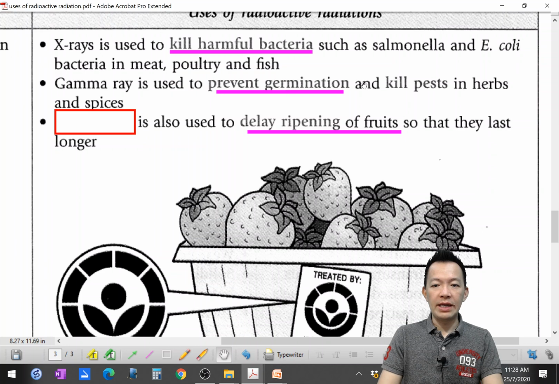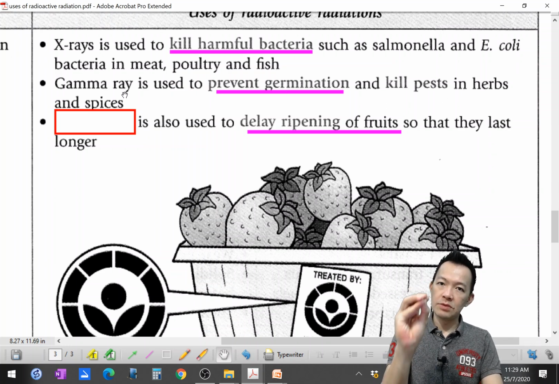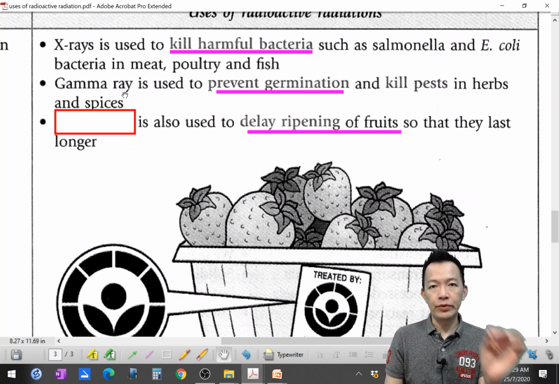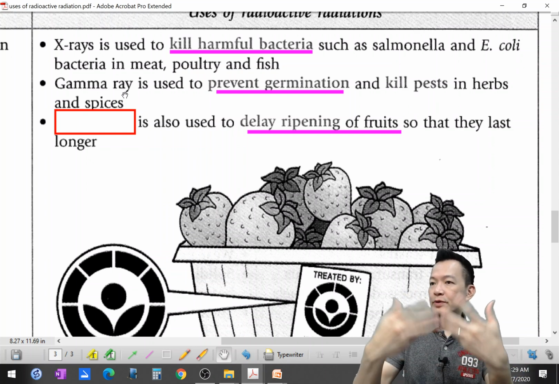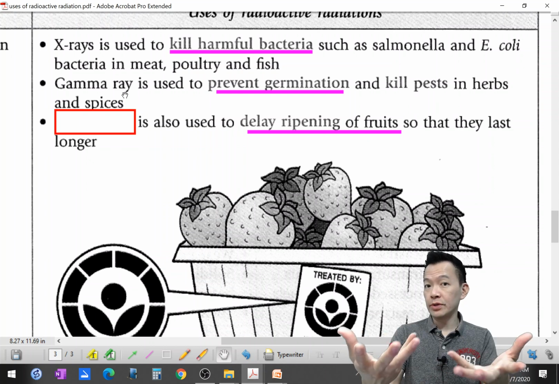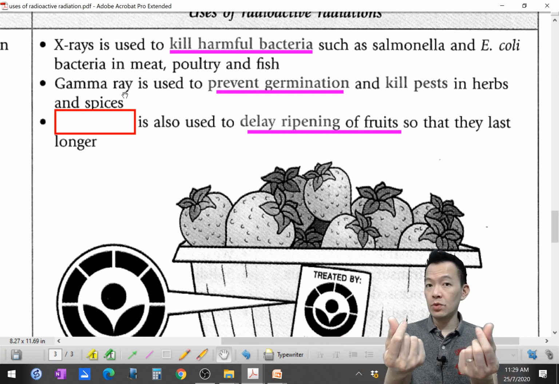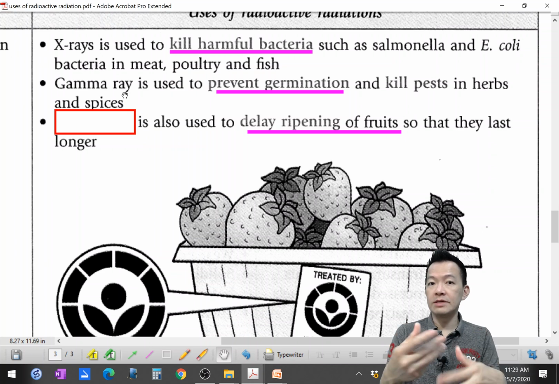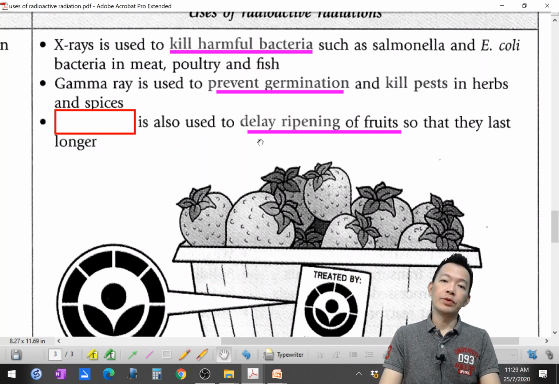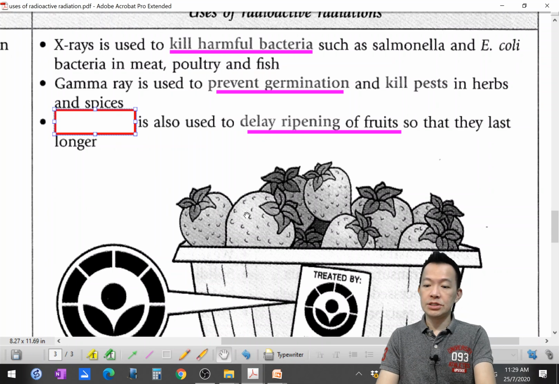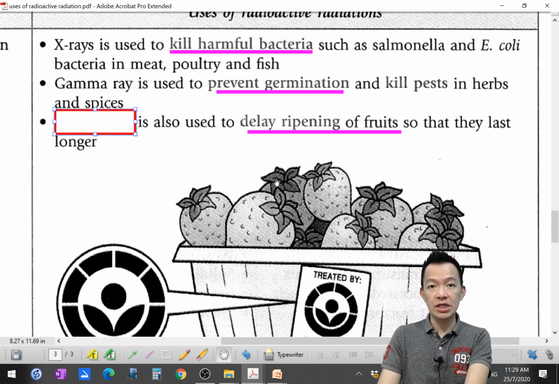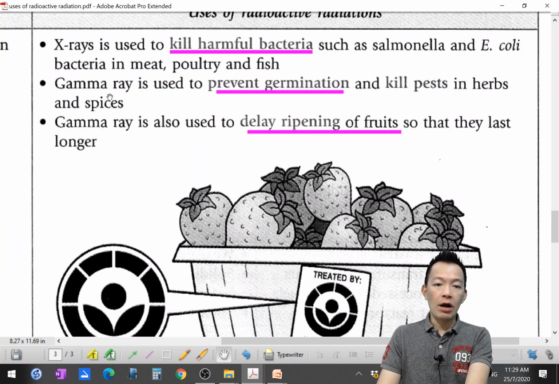Next, okay. Gamma ray is used to prevent the germination and kill the pest in the herb or spice. Gamma 用来防止某某农作物发芽，like potato. Otherwise, when you export a potato with the ship，用船来 export potato, because of the high moisture on the sea water，因为海上面它的湿度高，全部 potato 发芽，那谁能买你的 potato 呢？Okay, so gamma is used to prevent the germination，杀掉它的幼苗，让它不能发芽。Or gamma is also used to delay the ripening of the fruit，让我们的水果比较慢熟，so they can last longer.